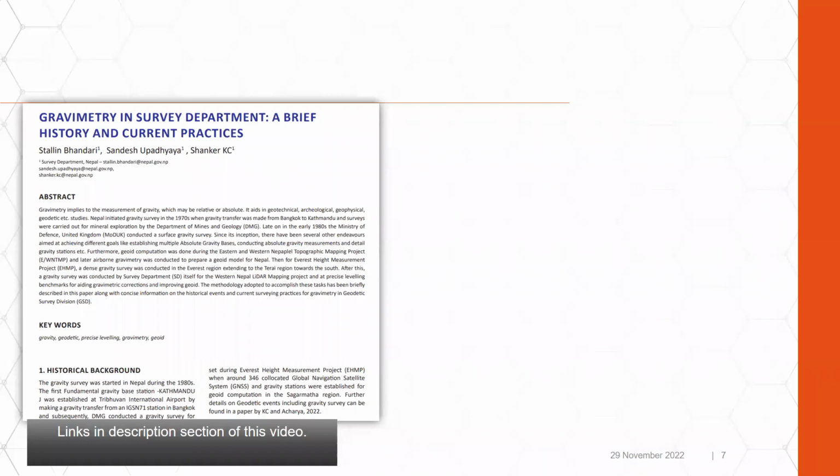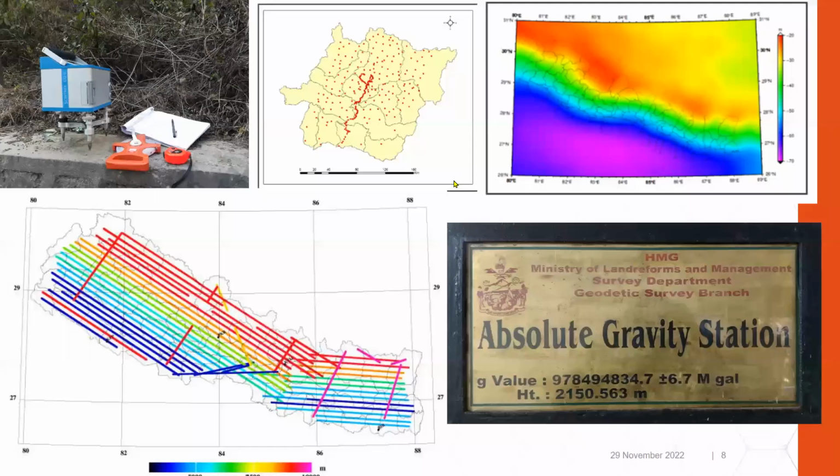The next information is, if you want to know more about how gravity measurements are being conducted in the Survey Department, there is an article titled Gravimetry in Survey Department: A Brief History and Current Practices in volume IV of the LMTC journal. Here, how relative gravity survey is carried out, and other additional things, are explained. So this is the end of the video, and all the links to the sources are provided in the description section of the video, and you can explore more.